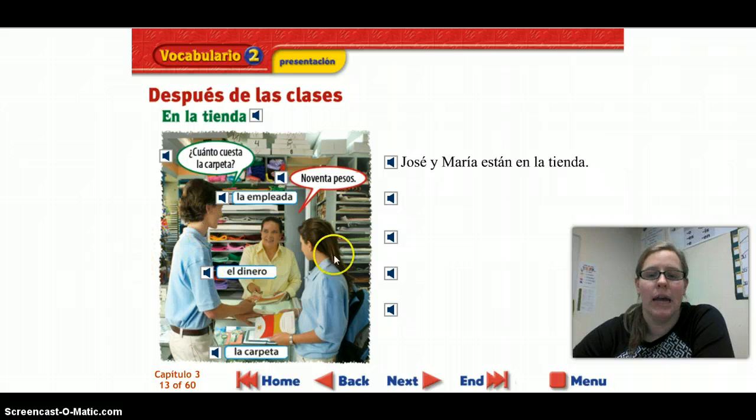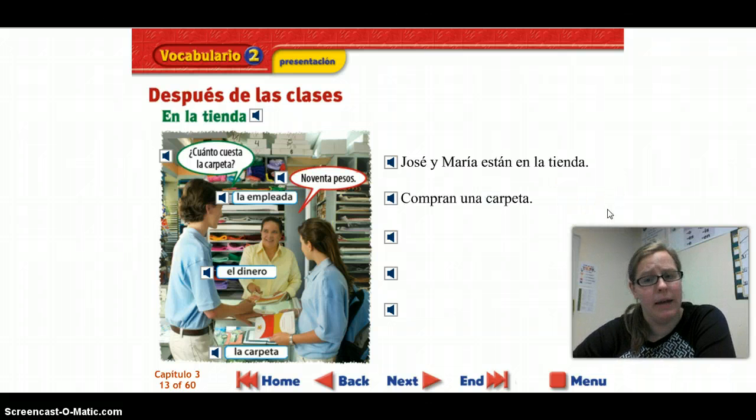So we've got José y María están en la tienda. They're in the store. Compran una carpeta. Comprar is the verb to buy.